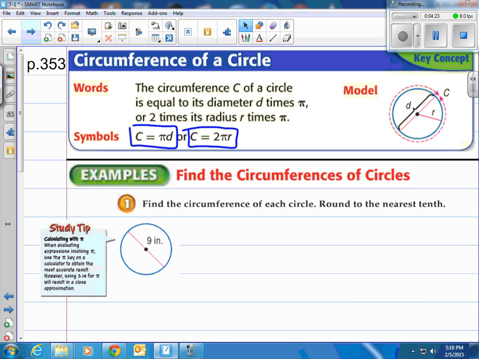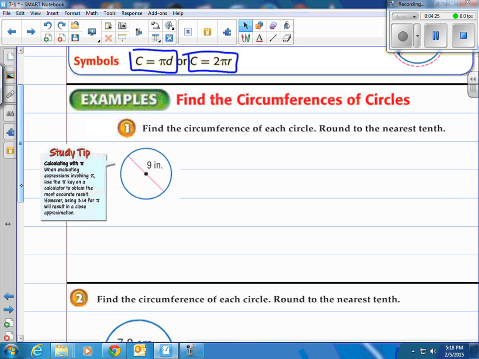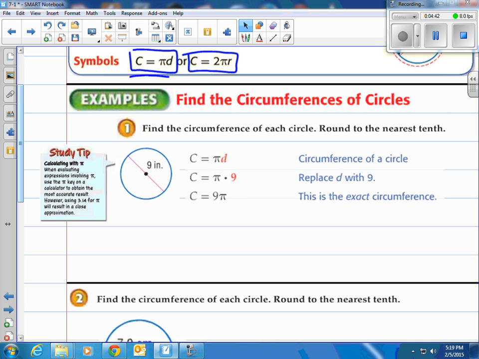All right, example 1 here. It says find the circumference of circles. Find the circumference of each circle, then of course round to the nearest tenth. So they've got a circle here, and it looks like they gave us the diameter, not the radius. So we have the diameter. So I'm going to use this first formula up here to do it. And here is the work that is behind it.